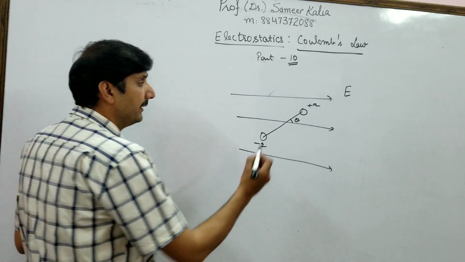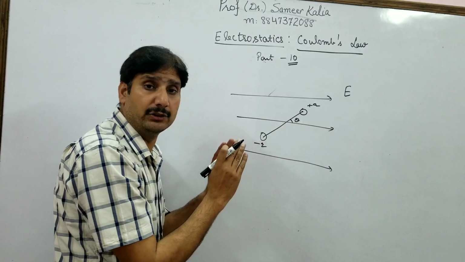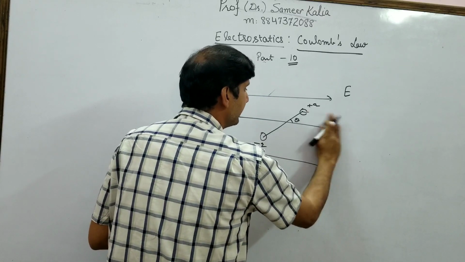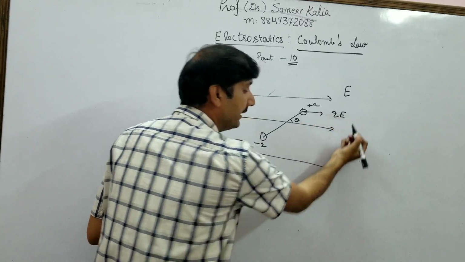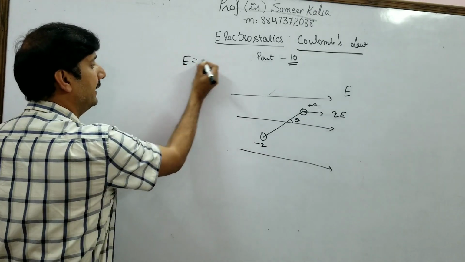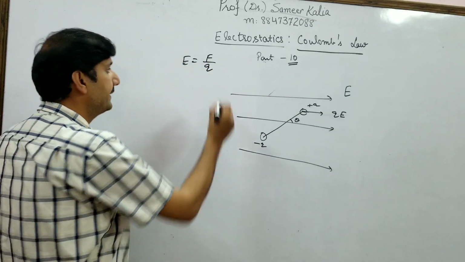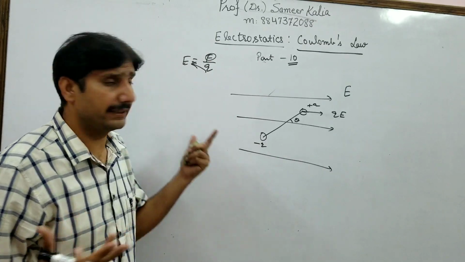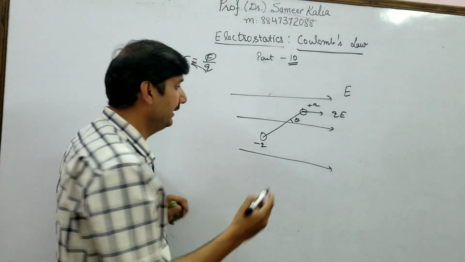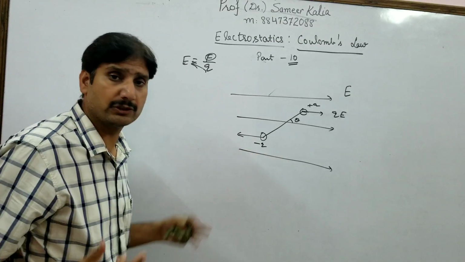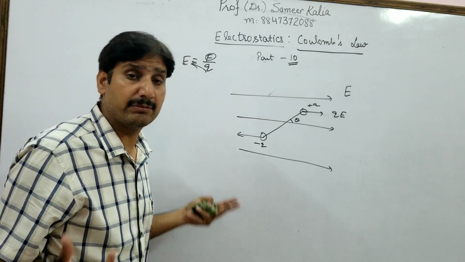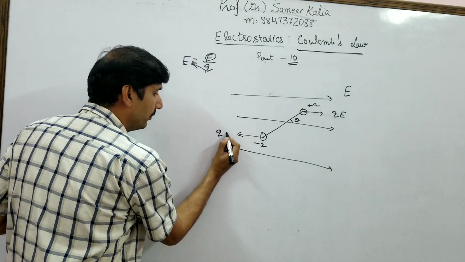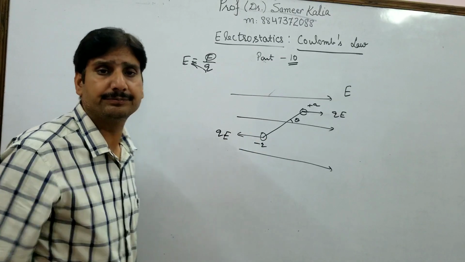Now what happens? The plus q charge always tends to move along the electric field, so it experiences a force in this direction which is given as q times E. If you remember, electric field was nothing but force per unit charge. So force is q into E. The negative charge will experience the same magnitude of force because the field is the same and the charge is also the same. But since it is negative, it will experience a force in the opposite direction, that is equal to qE towards me.